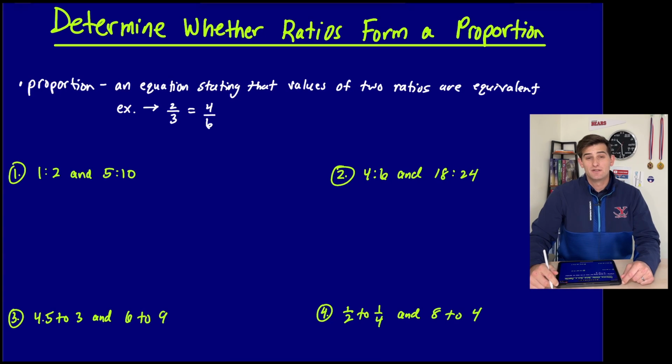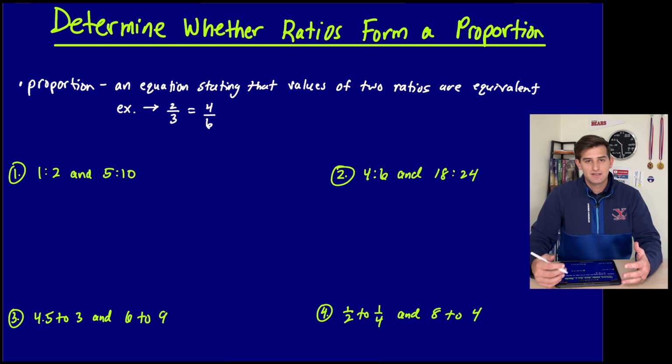Hello everyone, in this video we're going to talk about if ratios, or how to determine whether ratios form a proportion. So we've done previous videos on what a ratio is. Now today we're going to talk about what a proportion is. It is simply an equation that is stating that the values of two ratios are equivalent. So an example would be 2/3 is equal to 4/6.